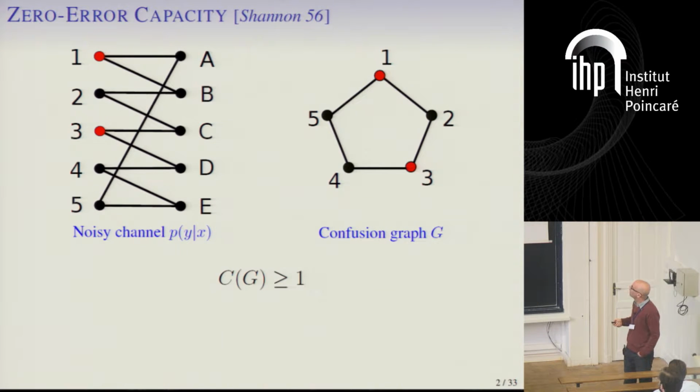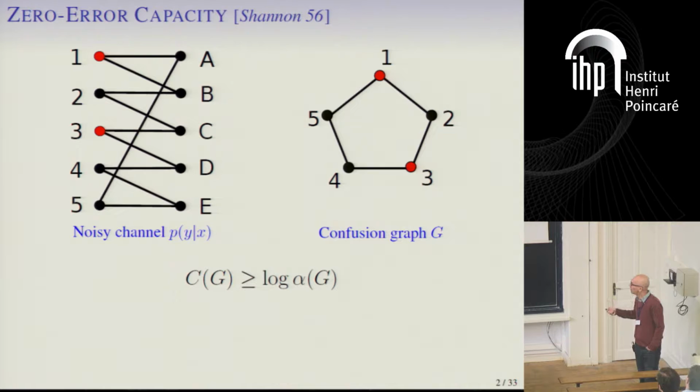Now, if you highlight those 2 code words that we used, 1 and 3, on the confusion graph, you notice that they form a maximal independent set. And this is exactly what you want, right? For any graph with one-shot communication, you can achieve at least a rate of log alpha of G, where alpha of G is the independence number of the graph, the size of the maximal independent set.